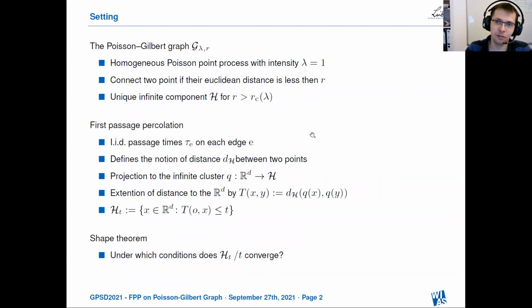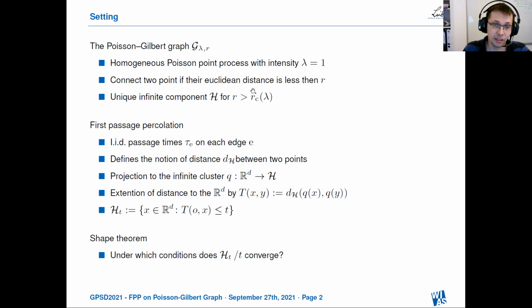The Poisson-Gilbert graph is one of the most fundamental spatial geometric graphs and is obtained by generating a homogeneous Poisson point process with a given intensity lambda and connecting any 2 points if their Euclidean distance is less than a certain radius r. Please note that we can eliminate one of the 2 parameters due to a spatial rescaling, as increasing the radius by a factor of alpha and simultaneously decreasing the intensity by a factor of alpha to the d leads, qualitatively speaking, to the same graph. It is as if you were looking through a magnifying glass.